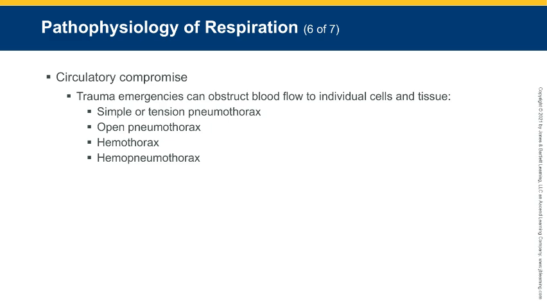Circulatory compromise can also impact respiration. Trauma-related conditions such as pneumothorax, hemothorax, or cardiac tamponade can obstruct blood flow to vital organs. Conditions like anemia or shock reduce the ability of red blood cells to transport oxygen efficiently.